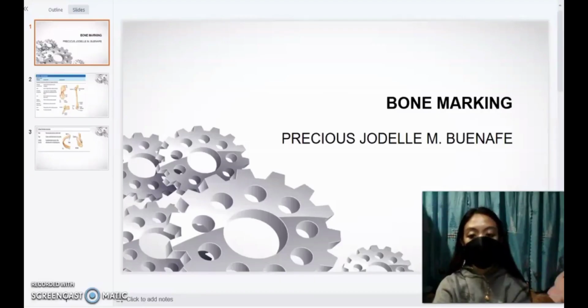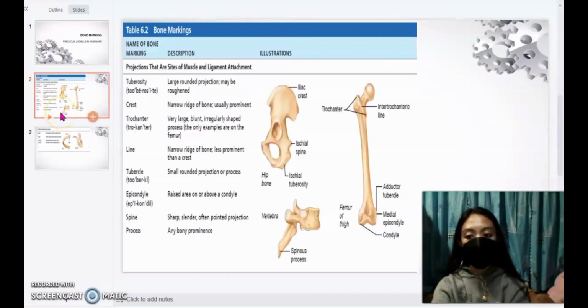The next thing that I want to talk about is bone markings. Number 1 is tuberosity. It is a large rounded projection that may be rough. The best example of a tuberosity would be the deltoid tuberosity, because it's where the deltoid muscle will attach to the humerus at the shoulder joint, and that's basically it. It's a large rounded projection that is probably rough.